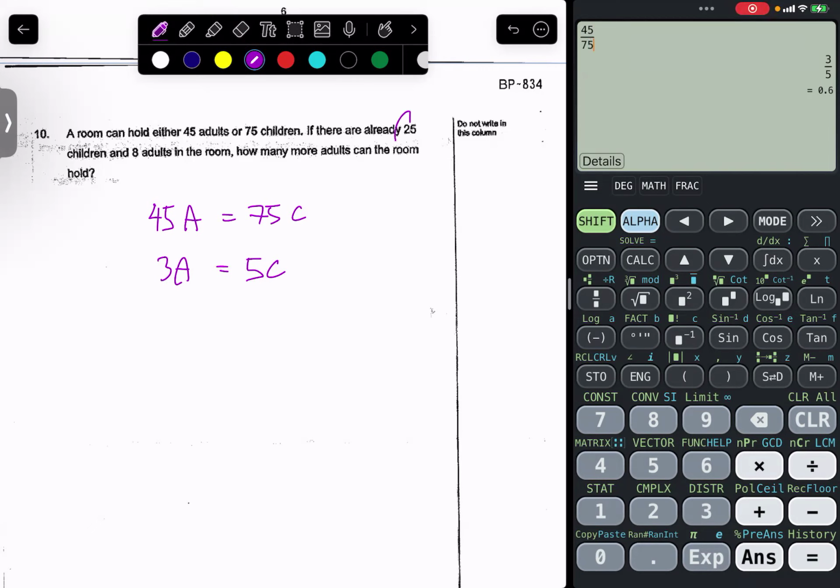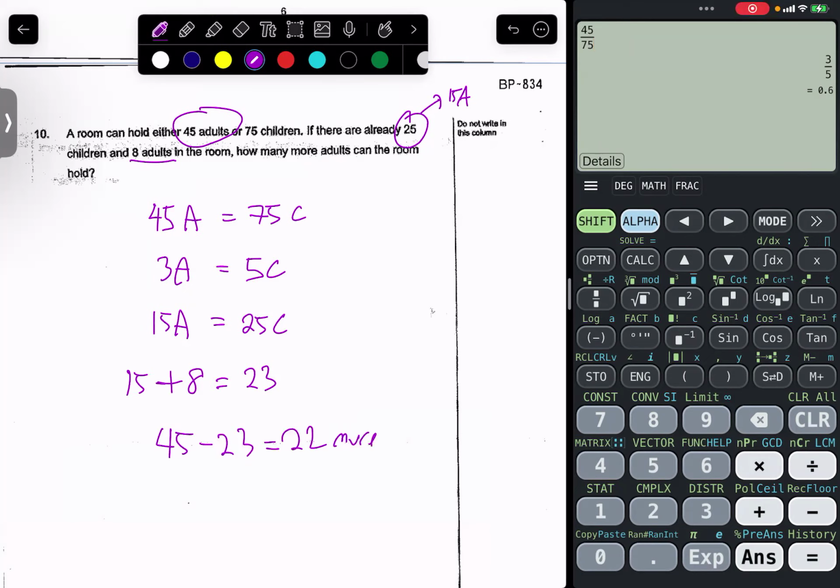Okay. Now, there are already 25 children. So 25 children is equivalent to 15 adults. Do you see the ratio? So that means that we can replace these 25 children as 15 adults. Okay, 15 adults and 8 adults, that is 23 adults. So if the room can hold 45 adults, then it can only hold 22 more.